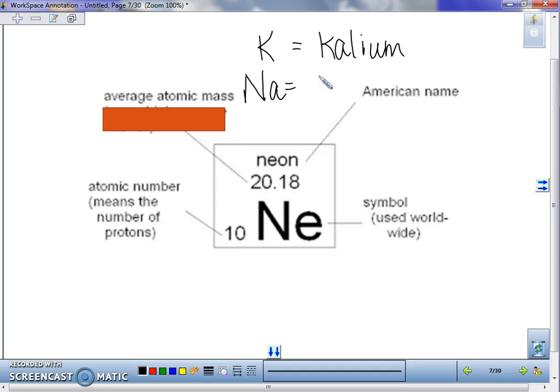Sodium is called natrium. So if you're looking at a nutrition label, say in Italy or in Germany or somewhere, you would see kalium and natrium listed instead of potassium and sodium listed.